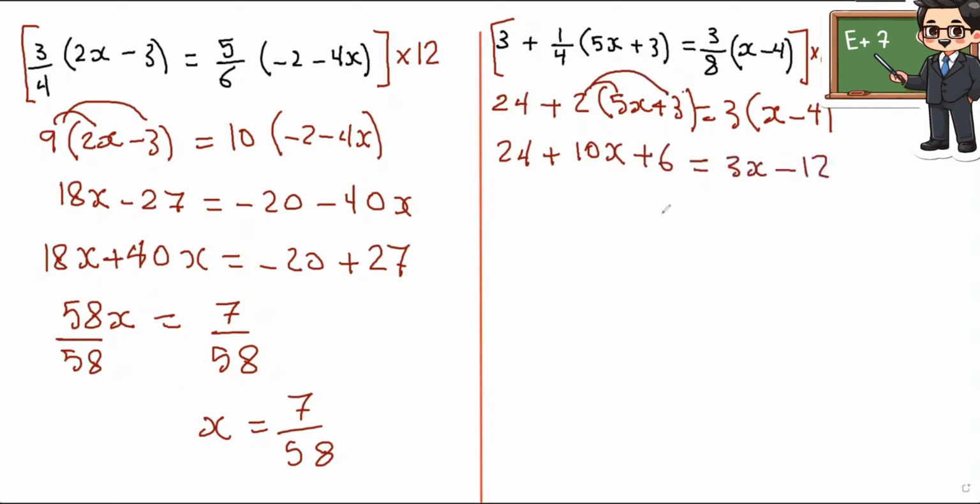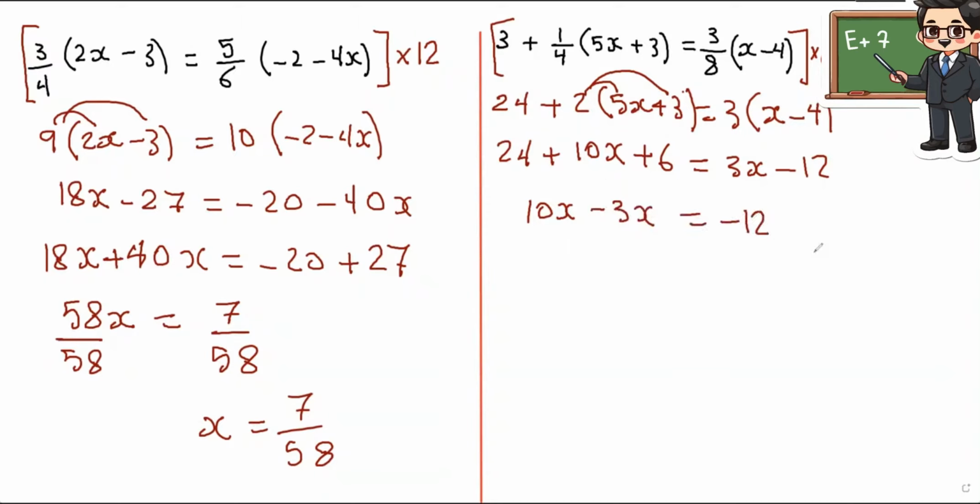Now, even though we have a lot of things, we're still going to do the same thing. Bring everything that has an x to the left side and everything that has no x to the right side. Now, you could do this simultaneously in one step. So you leave the 10x on the left side of the equal sign. Bring the 3x to this side. You're going to change sign, so it becomes minus 3x equals. You keep the negative 12 on the right side.